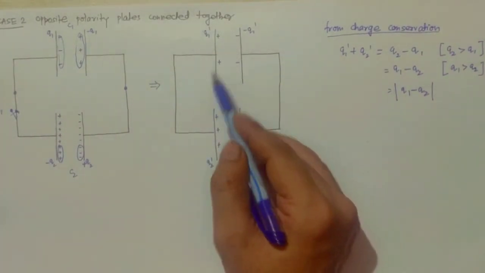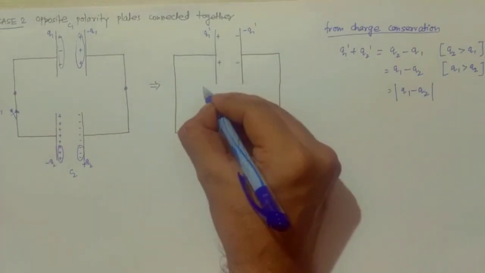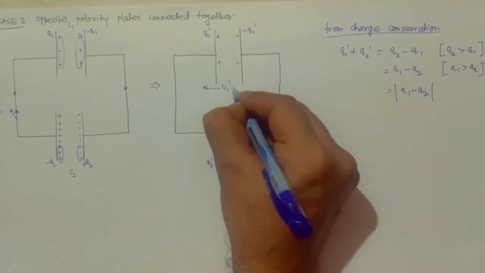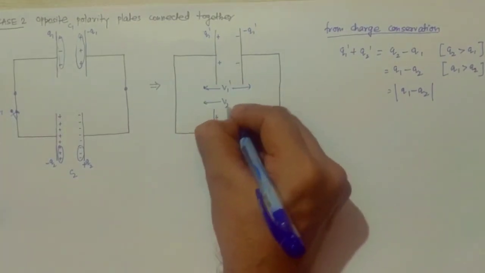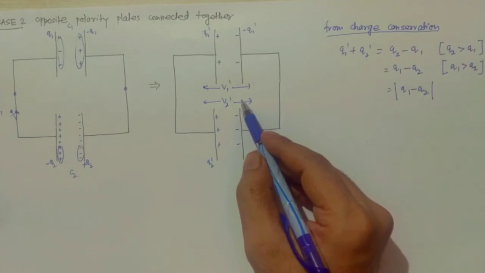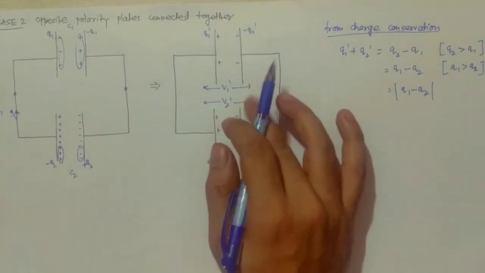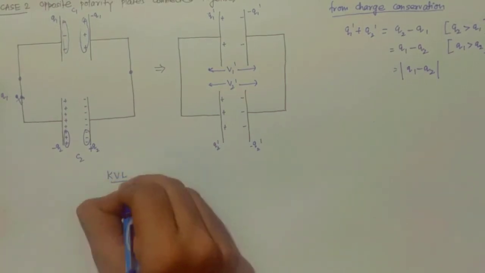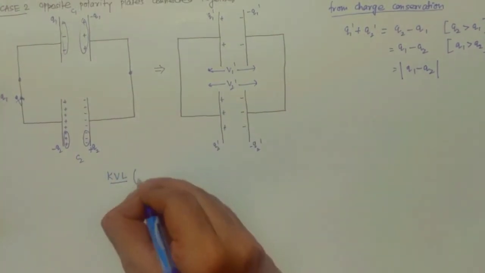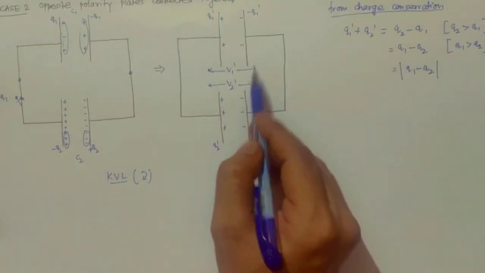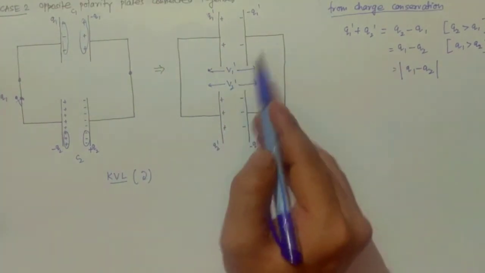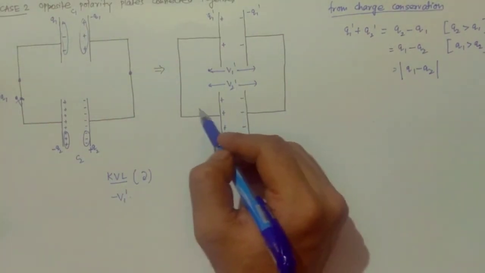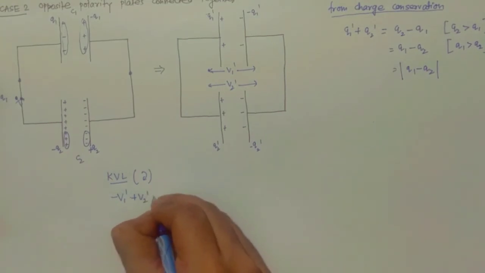Now let us assume that the final potential difference across the plate of capacitor 1 is V1 dash and that of capacitor 2 is V2 dash. So apply Kirchhoff's voltage loop law in the final situation. If I apply KVL, that is Kirchhoff's voltage law, I am going in the clockwise direction. In clockwise direction I am leaving the negative plate of capacitor 1, so I will write minus V1 dash, and now I am leaving the positive plate of capacitor 2, so I will write plus V2 dash is equal to 0.